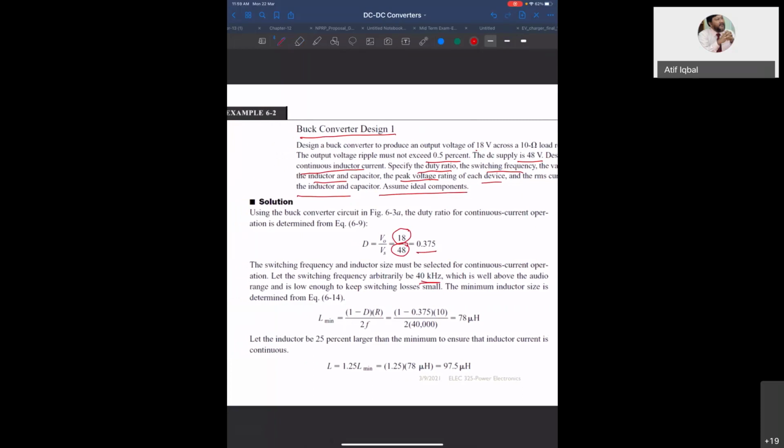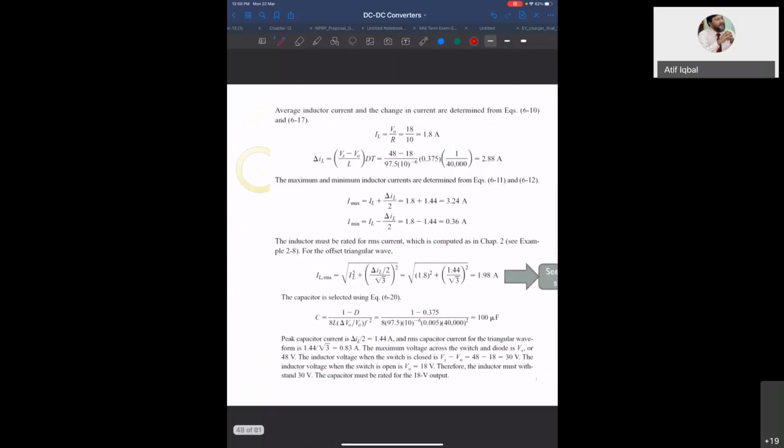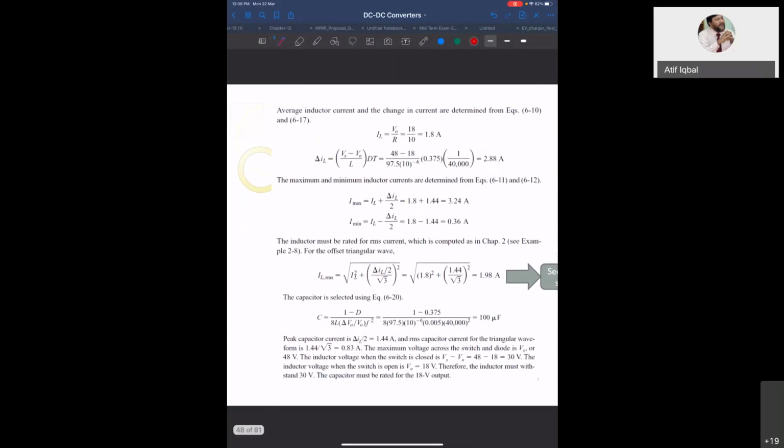So if you assume 40 kilohertz, the minimum inductor size, L minimum, will be (1 minus D) into R by 2F. So you get 78. But you have to keep 25% higher value, so you just multiply by 1.25. So this should be the value of your inductor. And for the average value, now we have to calculate for the capacitor.